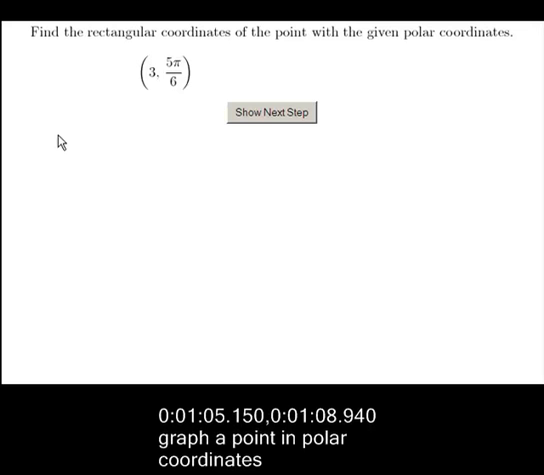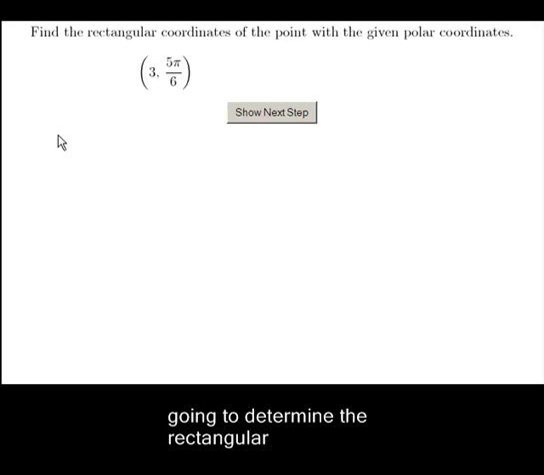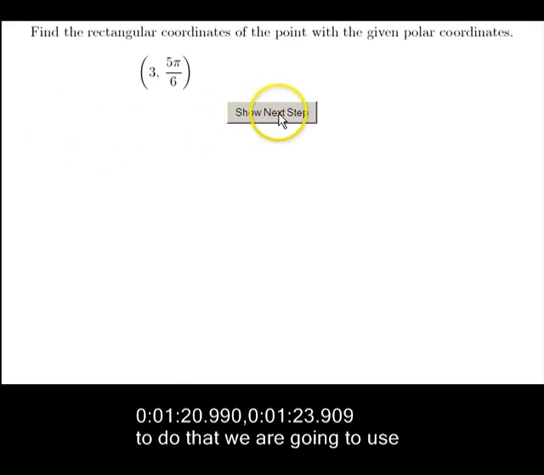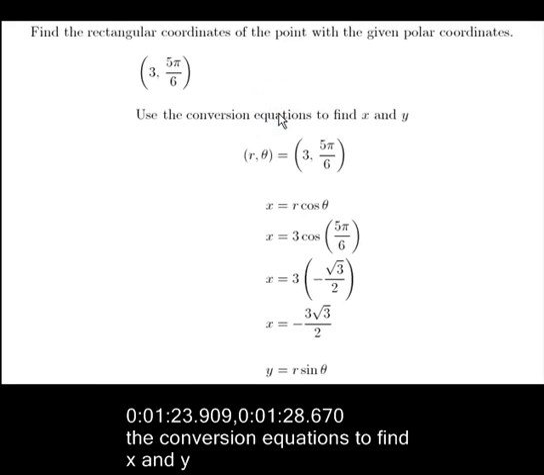And what we are going to do is determine the rectangular coordinates of this point given its polar coordinates. To do that, we are going to use the conversion equations to find x and y.